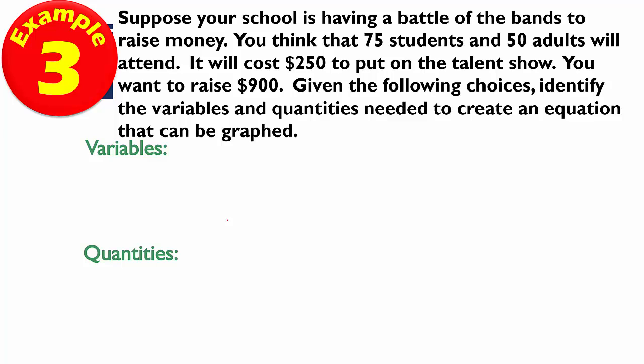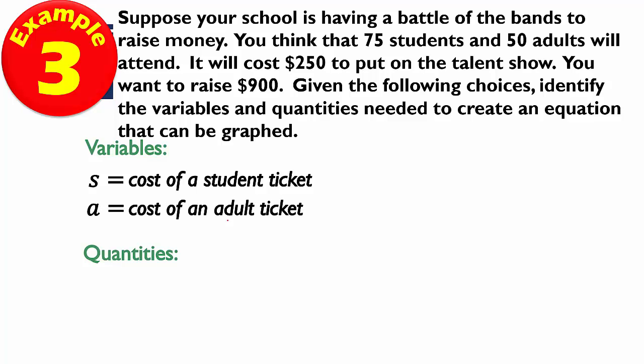So we want this to be accurate. Your variables are going to be the number of students and the number of adults. So we would call that S, which would be the cost of a student ticket, and A, which would be the cost of an adult ticket, because we think that 75 students and 50 adults are going to be there. If we want to raise 900, we have to figure out what we're going to charge for it. So there's our 75, which would be one quantity. 50 would be another. 250 is what it's going to cost us to actually put on the show, so that's something that has to be factored in.